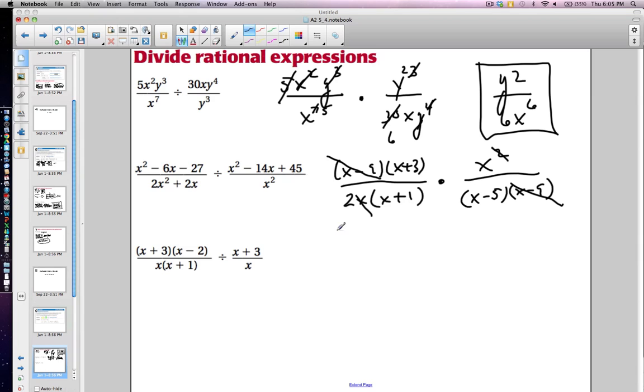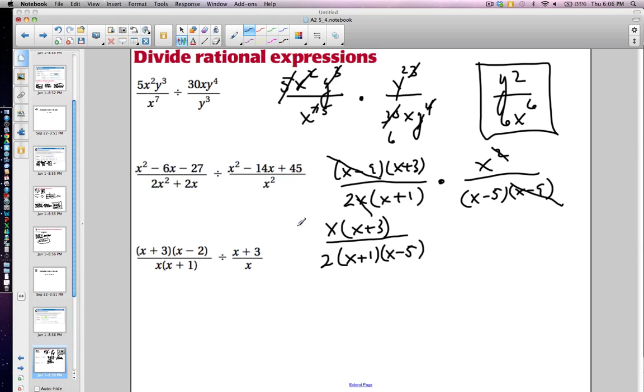So I'm going to have x times x plus 3 in the numerator, divided by 2 times x plus 1 times x minus 5. So I have 2, I have x plus 1, and I have x minus 5. Now, sometimes you actually want to multiply this all out. For instance, it's possible, it's unlikely, but it's possible that by the time I multiply the 2 and all these things together, that x plus 3 might be a factor. It's unlikely, however. So it's something you should check.